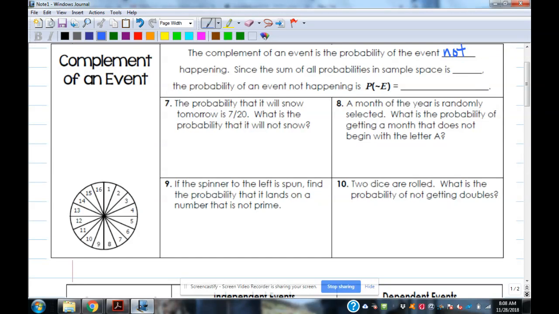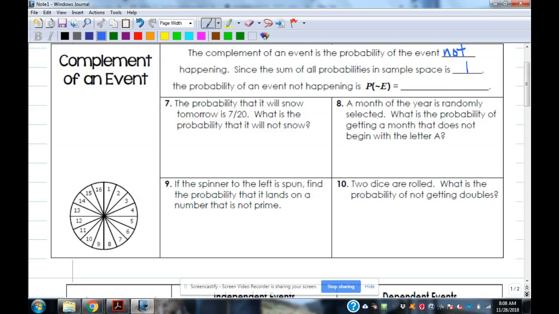So the complement of an event is the probability of the event not happening. Next line, it says since the sum of the probabilities in a sample space, when you add up all of the probabilities in a sample space, it should add up to be 1. If it doesn't, then you either have too many or not enough of the events. You're missing some pieces, or you've got one repeated in some way, shape, or form.